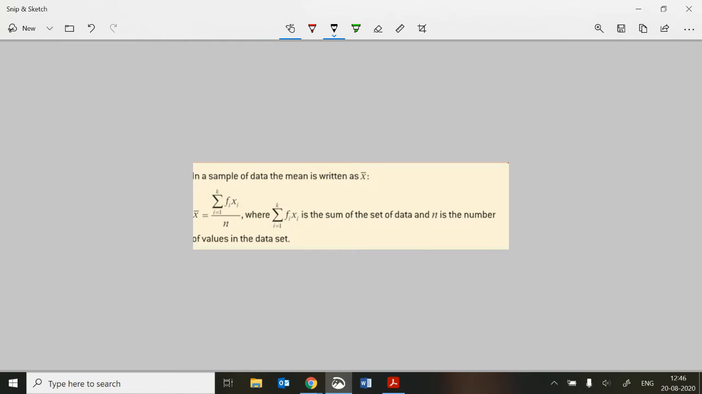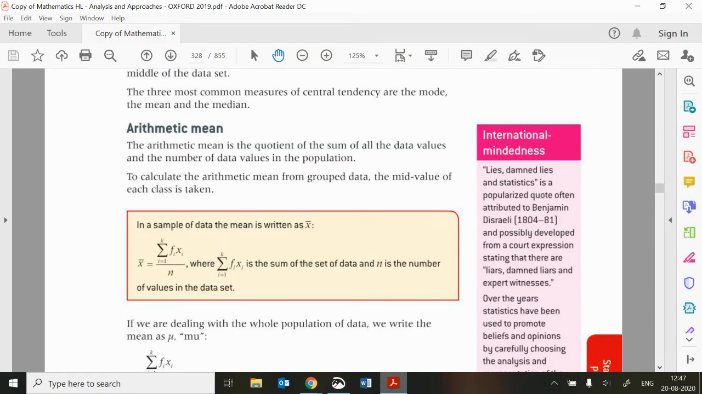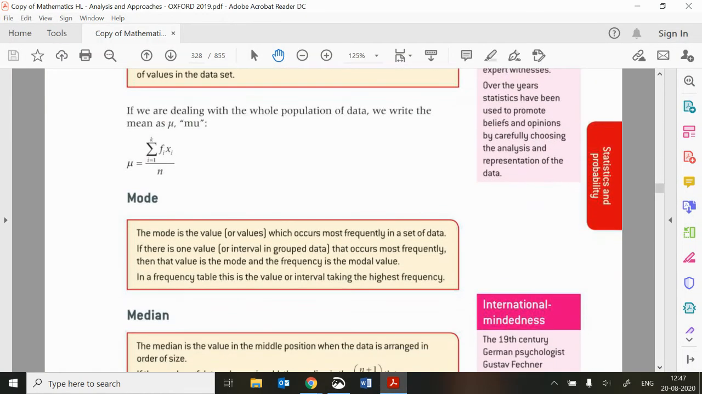One more thing to note, though: x bar is used for the sample mean, but the population mean is normally written as mu. And normally we can use x bar as an estimate for mu. So if we can't work out the population mean, we use x bar as an estimate for mu. Okay, so there we go. That's what they're saying there as well.